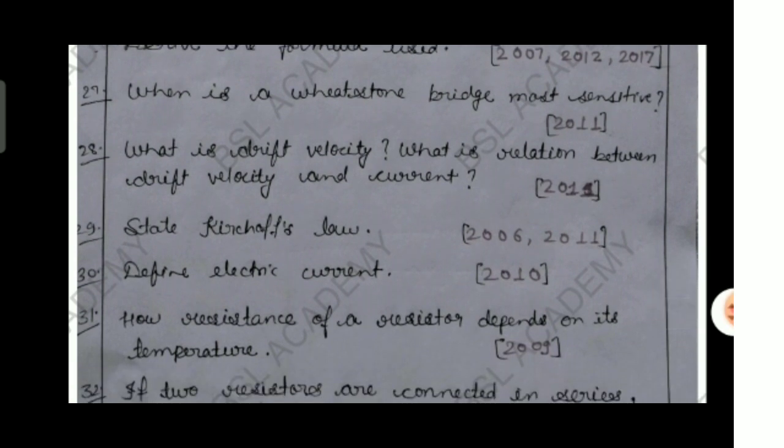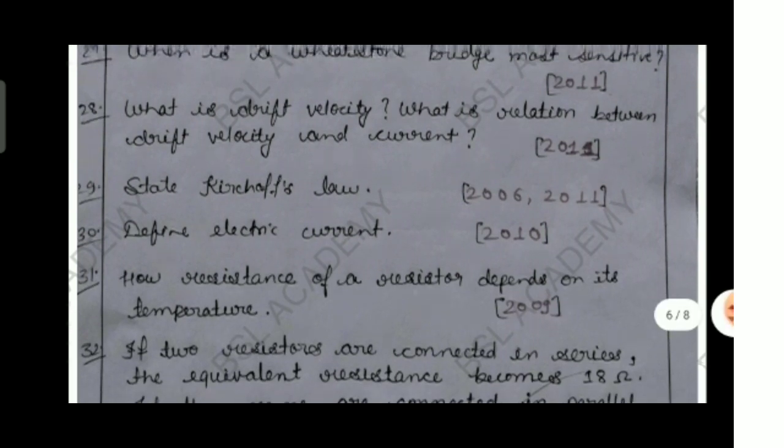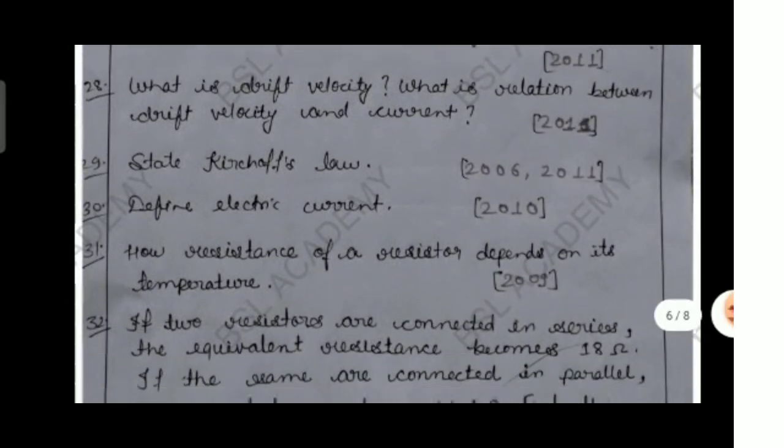Now 28. What is drift velocity? What is the relation between drift velocity and current? So you have to tell what drift velocity is, and also give the relation between drift velocity and current. This is from 2011. So this is one more important problem.